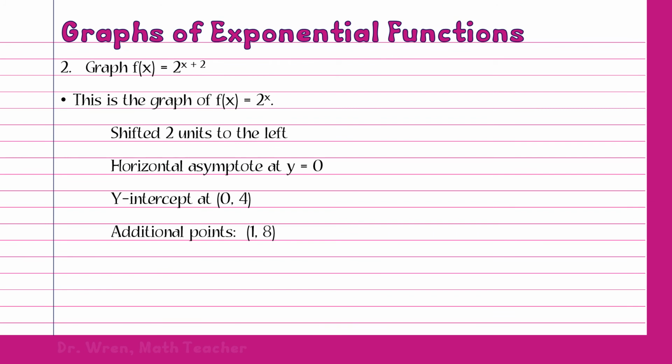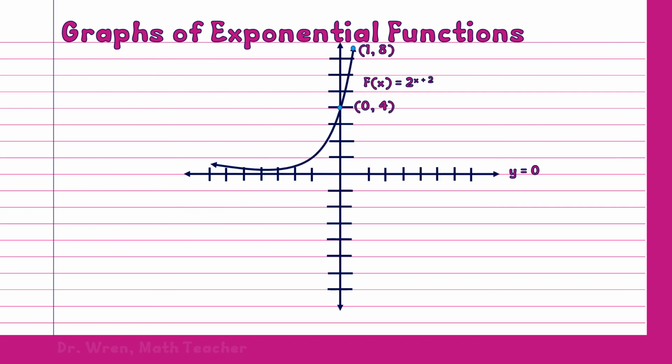The graph of f(x) = 2^(x+2) is the graph of f(x) = 2^x with the following transformations. Shifted to the left 2 units, the horizontal asymptote at y = 0, the y-intercept at (0, 4), an additional point plotted for shape at the point (1, 8). Let's look at the graph. This is the graph of f(x) = 2^(x+2) with the noted transformations.